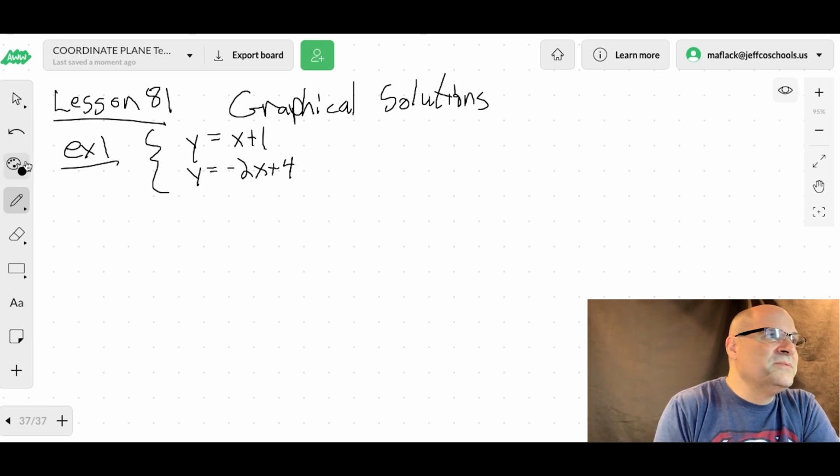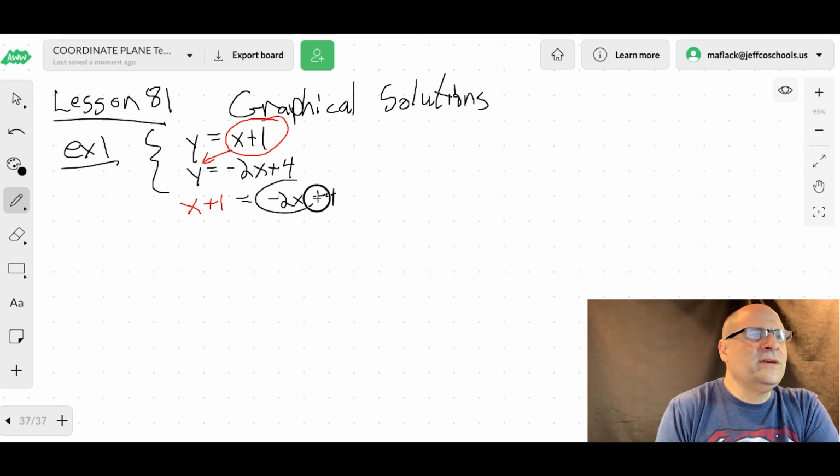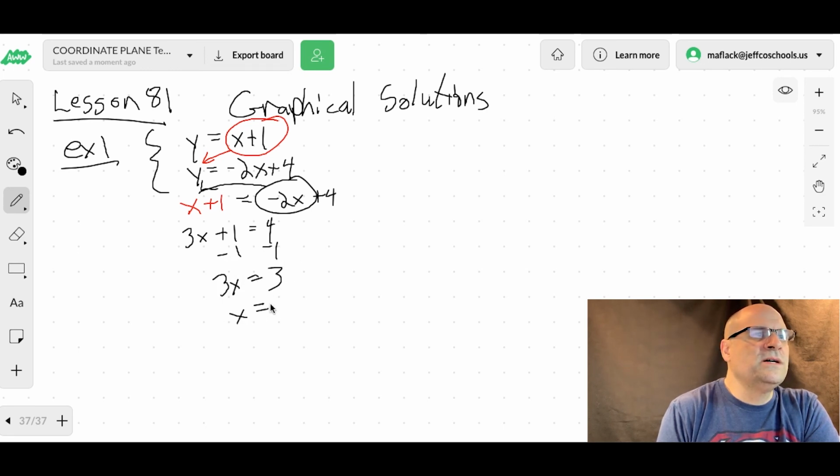So what we can do is substitute this in there for y. And then when we rewrite our equation, it looks like this: x plus 1 equals negative 2x plus 4. Then we add 2x to both sides, so we get 3x plus 1 equals 4. Subtract 1, 3x equals 3, x equals 1. So if x equals 1, y equals x plus 1, so that's 2.